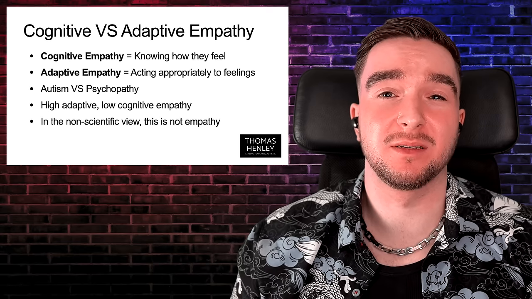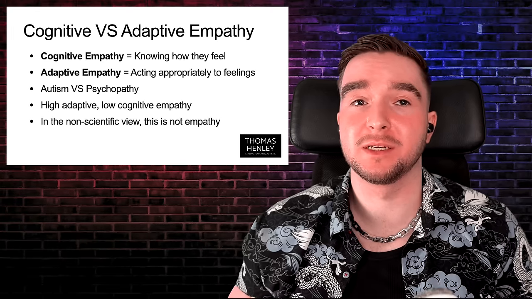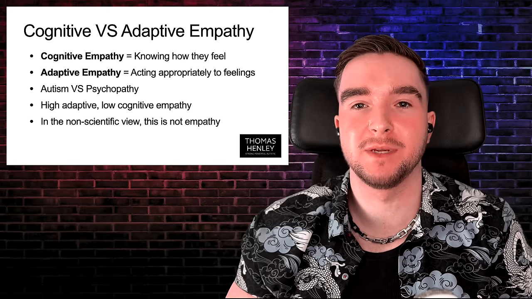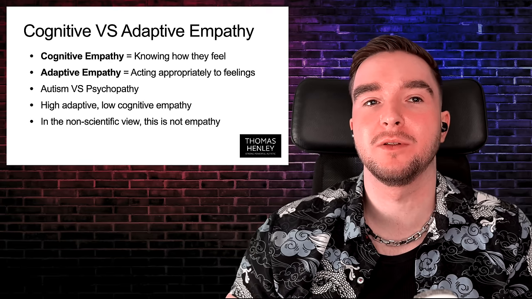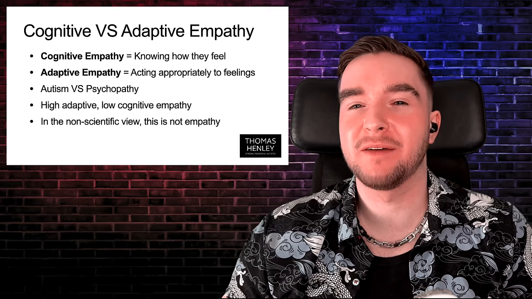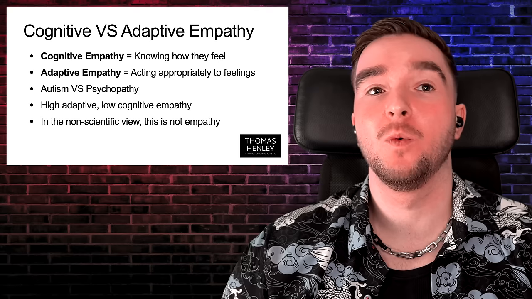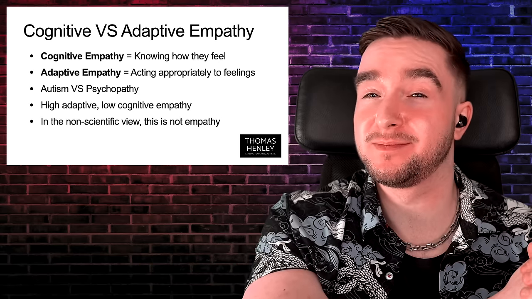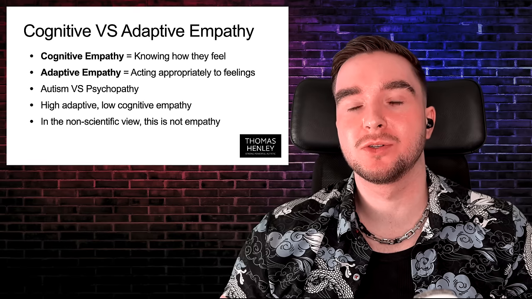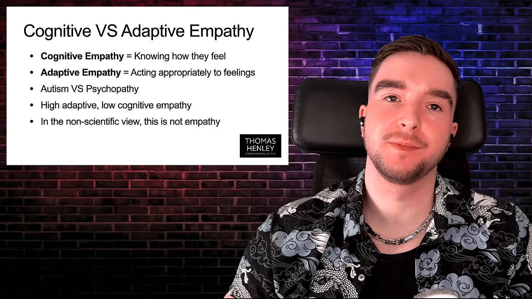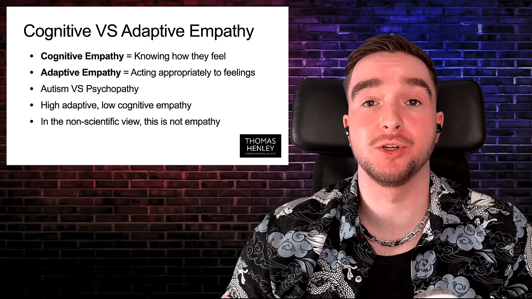And sometimes it does tend to be a little bit higher, even just because of experiences that we have. We tend to understand what it's like to be discriminated against and being different and all that kind of stuff, so we might have a bit more tendency towards that adaptive empathy. Whereas psychopaths, another neurodevelopmental disorder, tend to struggle when it comes to adaptive empathy. So they don't act appropriately once emotions are known.